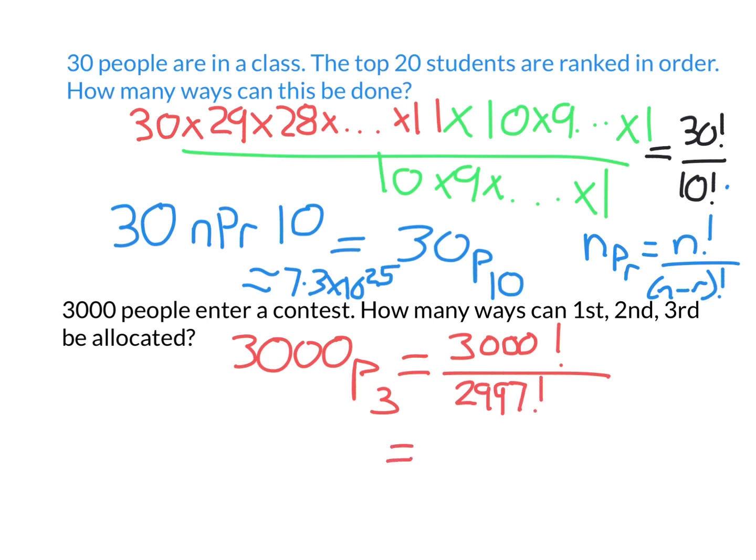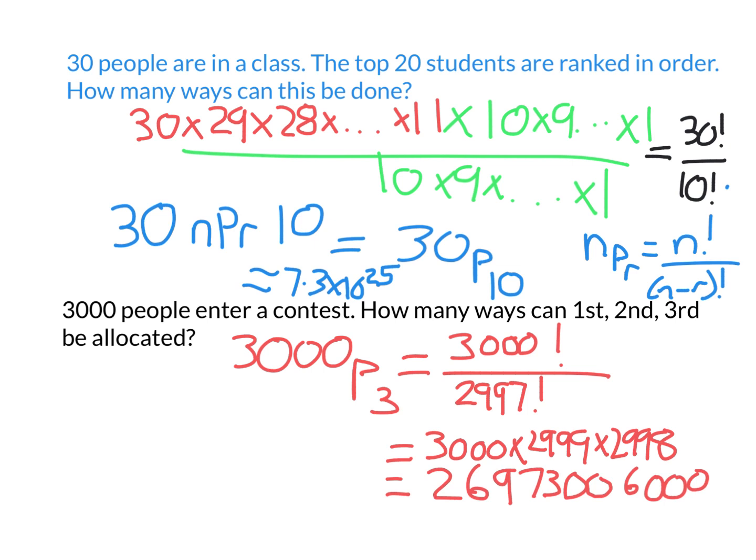So it turns out that this is just going to be 3,000 times 2,999 times 2,998. This is how many choices you have for first. After you pick first, how many choices you have for second, and then how many choices you have for third. So this is still an extremely large number. It's 26,973,006,000. That's how many ways you could find first, second, and third.